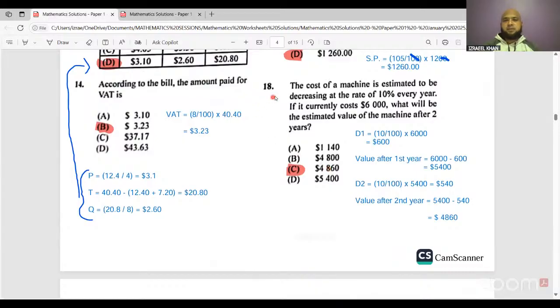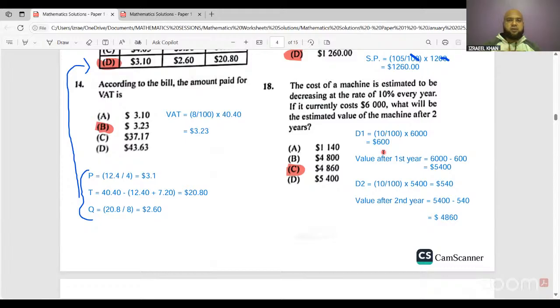18. The cost of a machine is estimated to be decreasing at the rate of 10% every year. If it currently costs $6,000, what will be the estimated value of the machine after 2 years? So here, depreciation, as you know, is a decrease in price. We find 10% of 6,000. Shortcut: instead of doing all this, just drop a zero and you get $600.